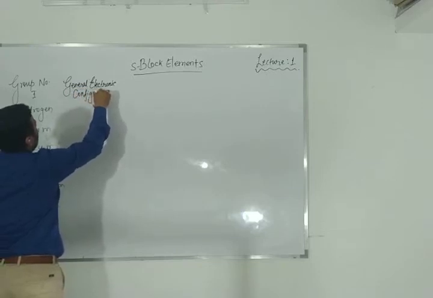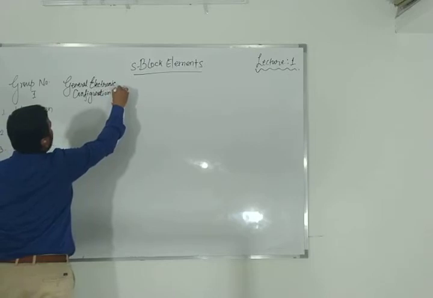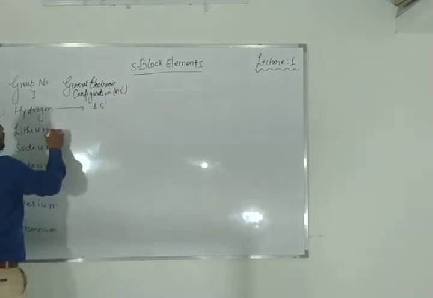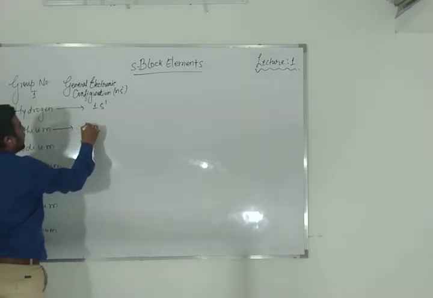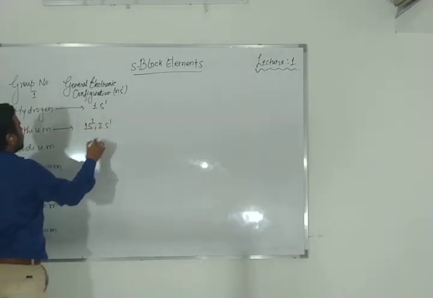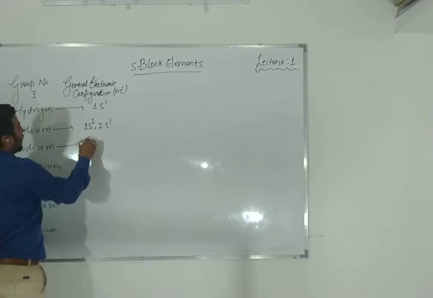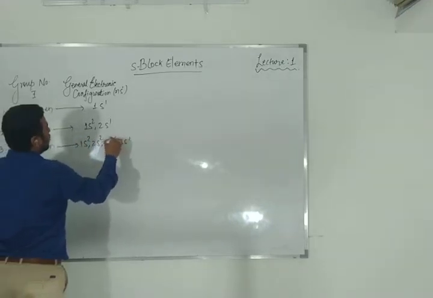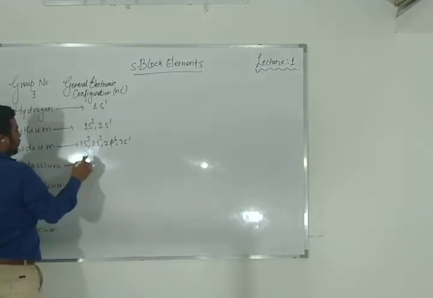What is the general electronic configuration? That is ns1. Hydrogen has 1s1. What about lithium? 1s2, 2s1. What about sodium? 1s2, 2s2, 2p6 and 3s1. Right? What about potassium?